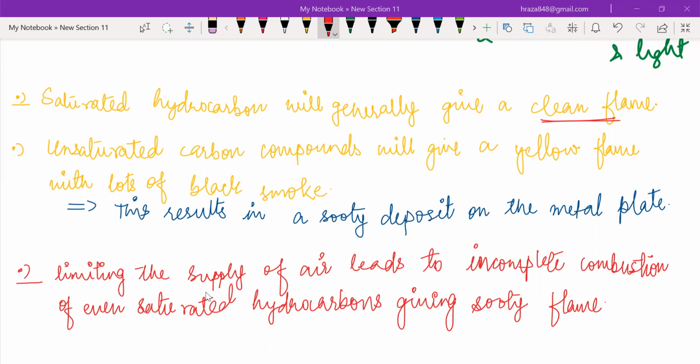Sooty flame or sooty deposit? Limiting the sooty flame. If there is a sooty flame, then there will be a sooty deposit. So a sooty flame is the one which causes a sooty deposit. Done with that.